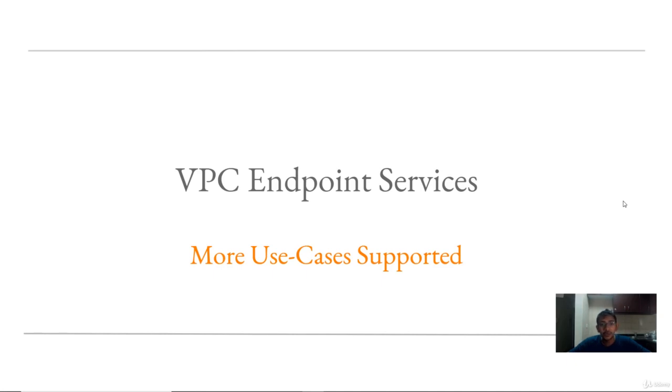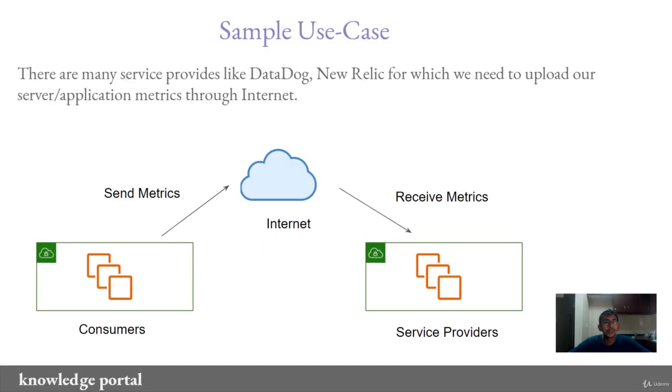Now in today's video we'll be discussing the VPC endpoint services. Now let us go ahead and understand this with a simple use case. In a lot of organizations they make use of service providers like Datadog, New Relic, to which the metrics are being sent. So for example, let's say that you have your own VPC. This VPC belongs to your organization and you have another VPC of a service provider.